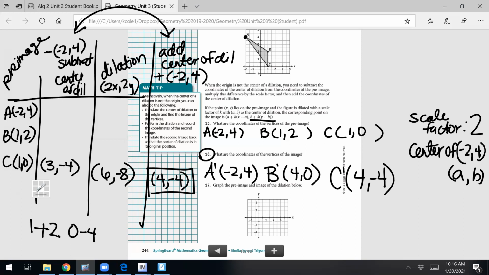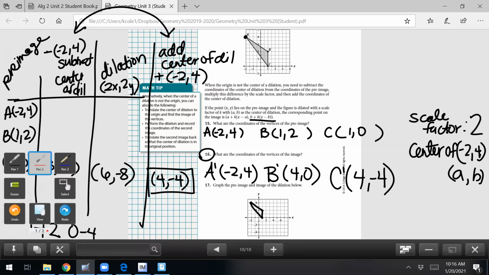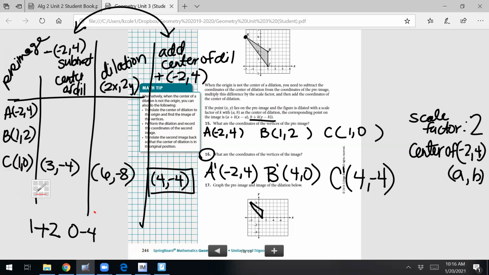And then it wants us on number 17 to graph the pre-image and graph the image. So I'm going to use the black to do the pre-image. That was at -2, 4, 1, 2, and 1, 0. Okay, so graph yours out. That's my pre-image. Do your best to have straight lines. And then I'm going to change pens so I can graph out the image. This point is still at negative 2, 4. Then we're at 4, 0, and 4, negative 4.